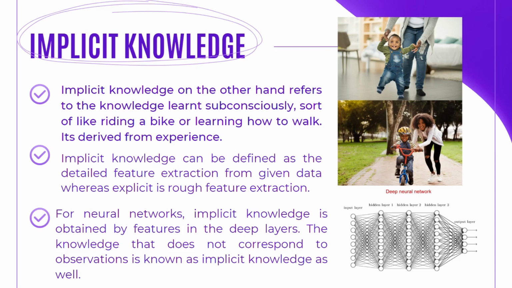So we have already talked about explicit knowledge, and we mentioned that we extract the features in the shallow part of the network in order to retrieve the explicit information. But in the case of implicit knowledge, we extract the features in the deep layers and not in the shallow part of the network. The knowledge that does not correspond to observations is known as implicit knowledge as well.